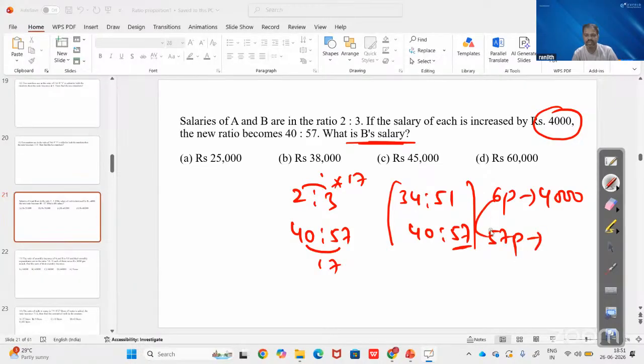So 6 నుండి 57 అంటే ఎన్ని టైమ్స్ అంటే 9.5 times. So 4 into 9.5. 4 9s are 36. Half of 4 equal to 2. So the answer equal to 38,000.